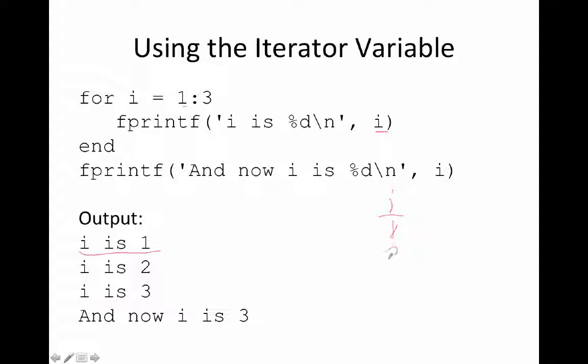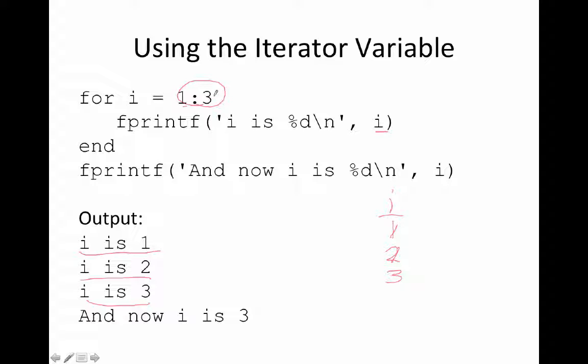Then I gets the next value in the vector, 2. Then we print "I is" and the value of I, which is 2. And then I gets the next value, 3, and we print "I is 3", and that's the last value in the vector. So I iterated through the values 1, 2, 3.